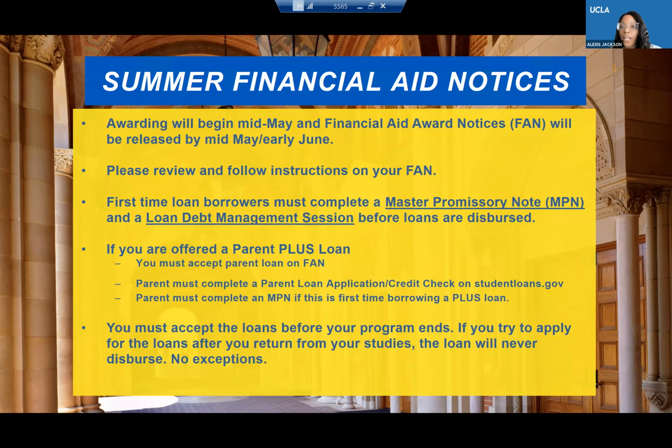And if you are offered a Parent PLUS loan, you must accept the Parent PLUS loan on the financial aid notification, and your parent must complete the Parent PLUS loan application and credit check on studentaid.gov. Parents must complete a master promissory note if this is their first time borrowing a PLUS loan as well. You must accept all loans that you're wanting to accept before your program ends. If you try to apply for loans after you return from your studies, the loans will never disperse. And unfortunately, we aren't able to make any exceptions there.